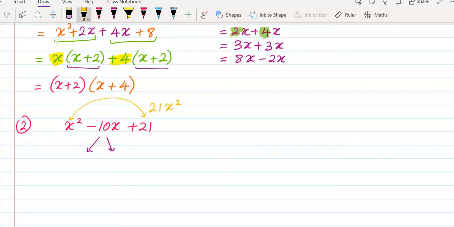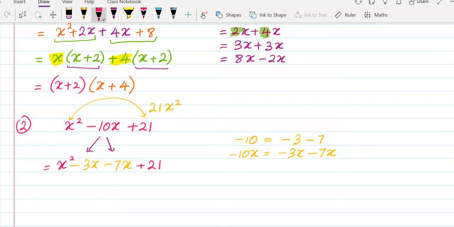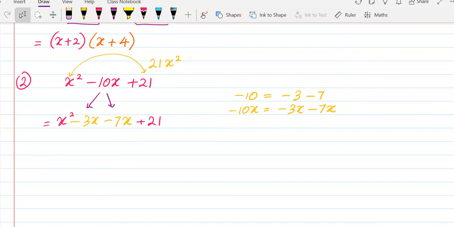Well, you know the two numbers that add up to negative 10 and multiply to 21 are negative 3 and negative 7, which means negative 10x can be written as negative 3x minus 7x. Of course, you could have written this as negative 7x minus 3x. That doesn't hurt. You will still get exactly the same answer in the final stage. Let's move on and then factorize.